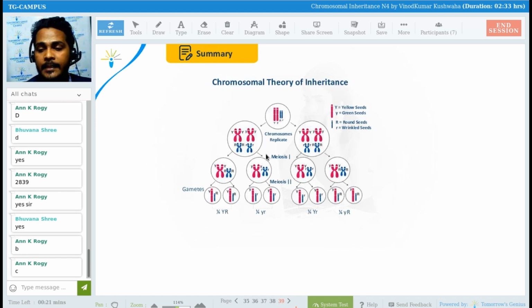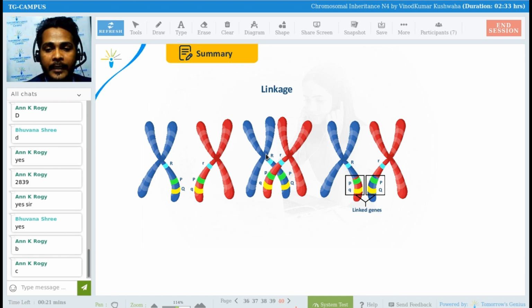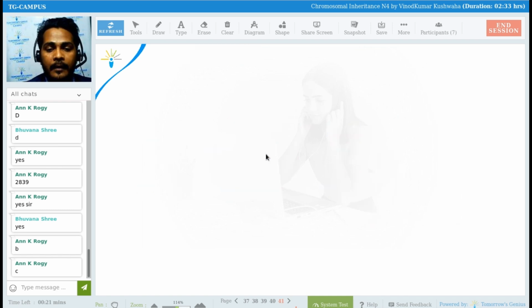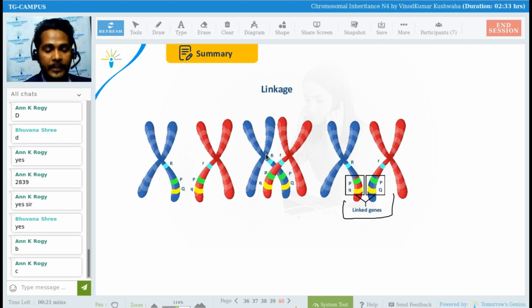Yes, so this is the summary of what we studied about the chromosomal theory of inheritance and linkage, and how linkage takes place. Yes, so this is all about today's session.